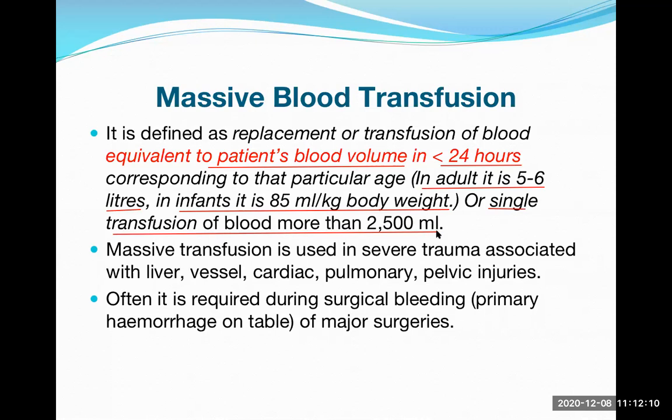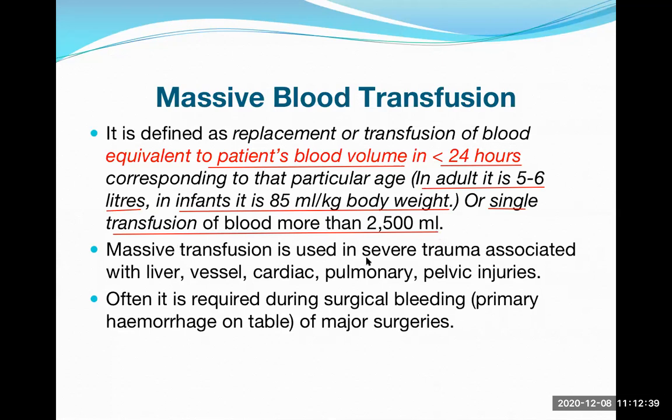In one packet of blood, it is around 500 ml, okay? To be very precise, it's 450. So 450 is one packet. So to cross 2,500 ml, I need to give more than 6 packets. Of course, that is a massive transfusion. And it is needed by some patients who are actively bleeding.